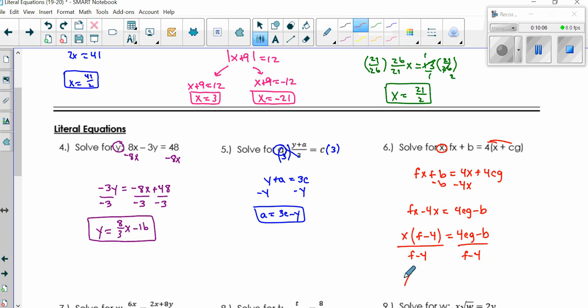That means on the left side I got x equals by itself. On the right side, there's nothing I can do with this. I have a c, a g, a b, and f. There's nothing that I can factor, so I can't cancel anything with the f minus 4. So I'm forced just to leave it as is. So my numerator will stay 4cg minus b divided by f minus 4.